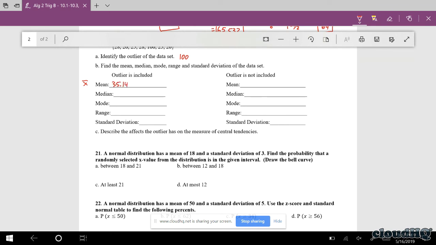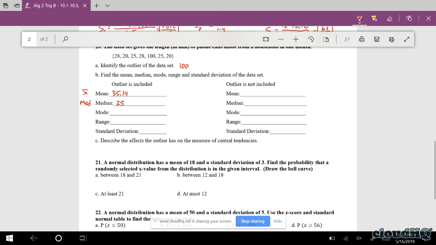And so when I include that outlier, I get a mean, that's the X bar on the calculator, of 35.14. The median on the calculator, that's just MED. You have to scroll down one, but you get 25. The mode, it doesn't tell you what the mode is, but that's what's most frequent. Actually, I have three of them, 28, 25, and 20. They each happen twice, and then there's a single 100. The range is the difference between your max and your min. It tells you the max, and it tells you the min, so just subtract them. In this case, it's 100 minus 25, which is 75. The standard deviation, that's the sigma, looks like a cursive O, about 26.65.